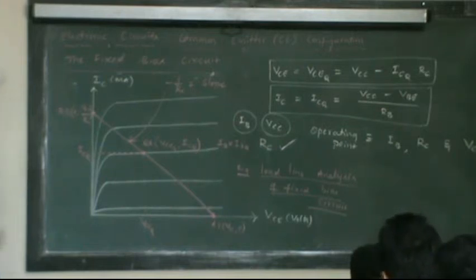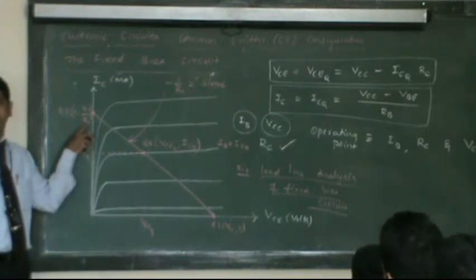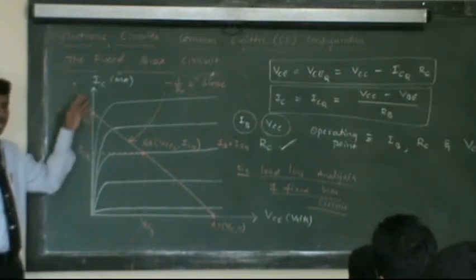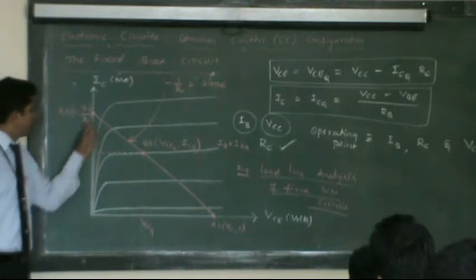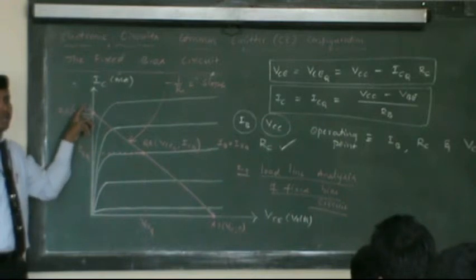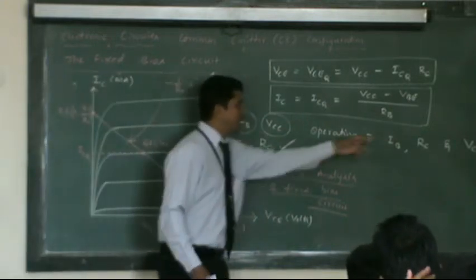If I decrease RC, the operating point is going to move upward, because this value is present in the denominator. If you decrease it, obviously the current will be more. VCC over RC is nothing but a current. The operating point will keep moving up. If you increase RC, the operating point will move down. That's the second case. What about the third case?